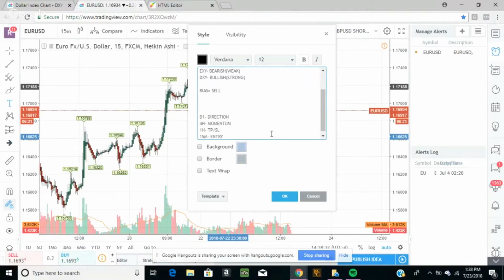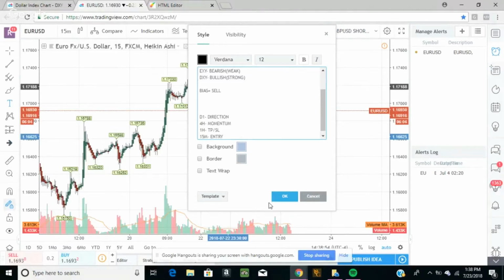But now, as I was saying, since we've got a bias and a structure on each setup, we've got a direction chart, a momentum chart, a stop loss and take profit chart, and an entry chart.